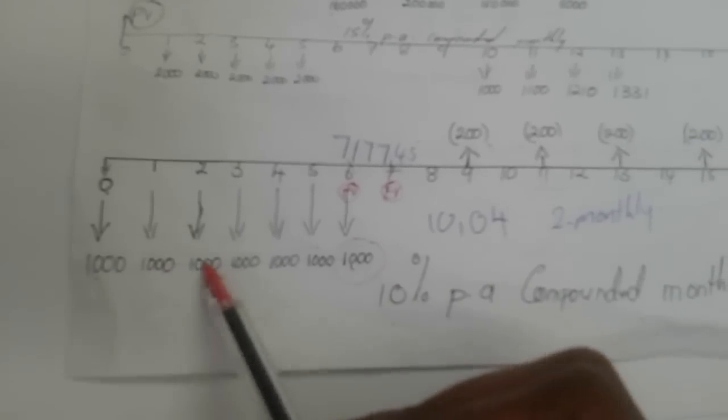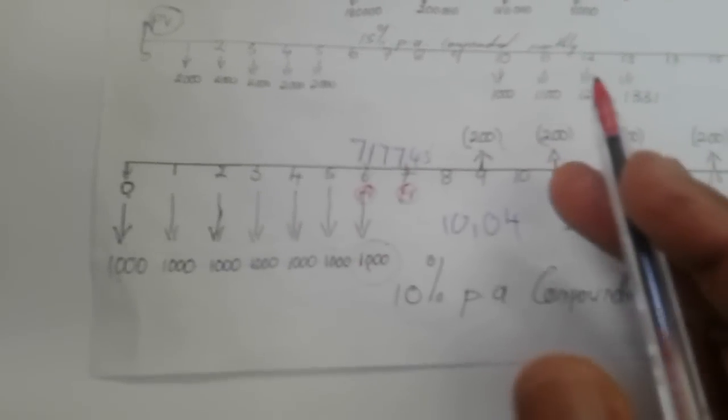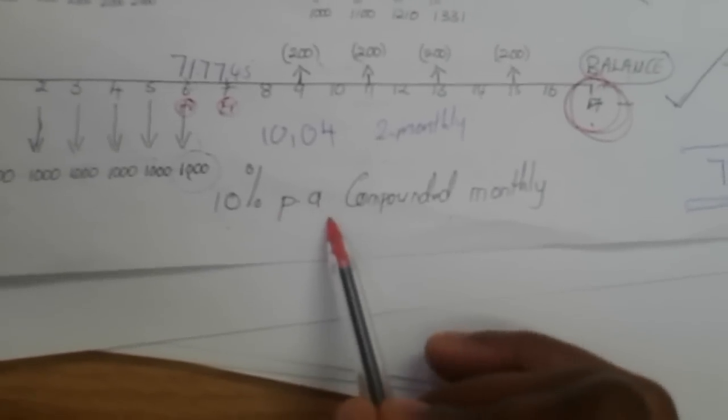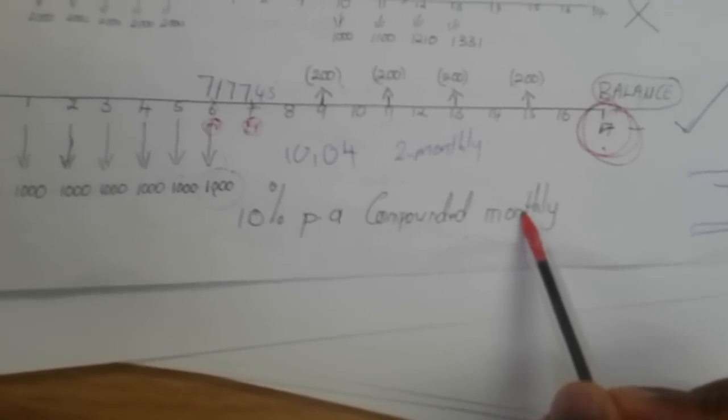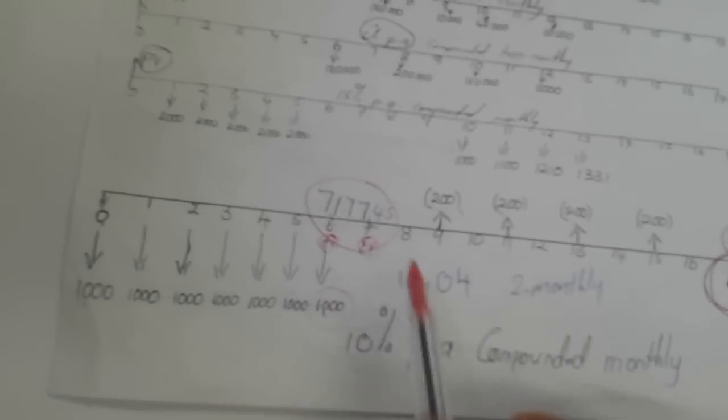So 1, 2, 3, 4, 5, 6, 7. That's your N. And 1,000 plus minus is your PMT. So 1,000 plus minus PMT, your 7 is your N, your I is 10% per annum compounded monthly, and you compute FV. So please do it and see if you get 7177.45. But now remember, we want to push it where? To 17.